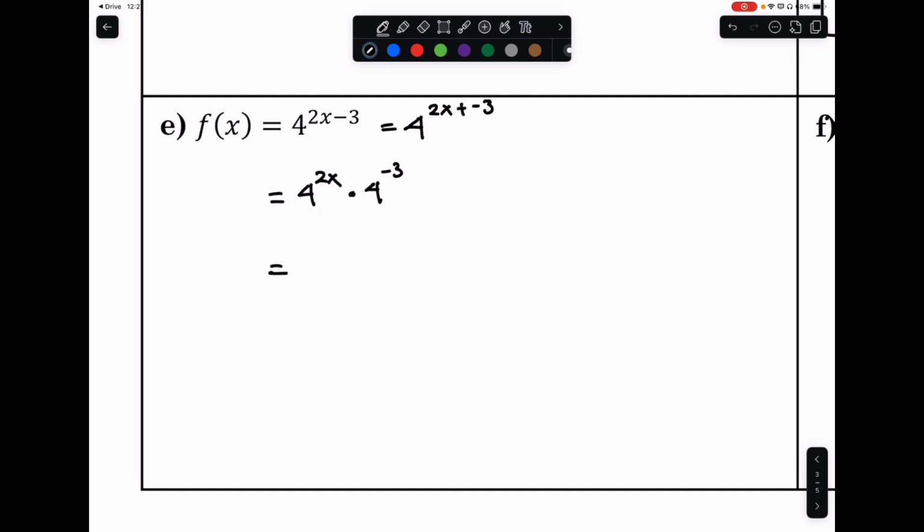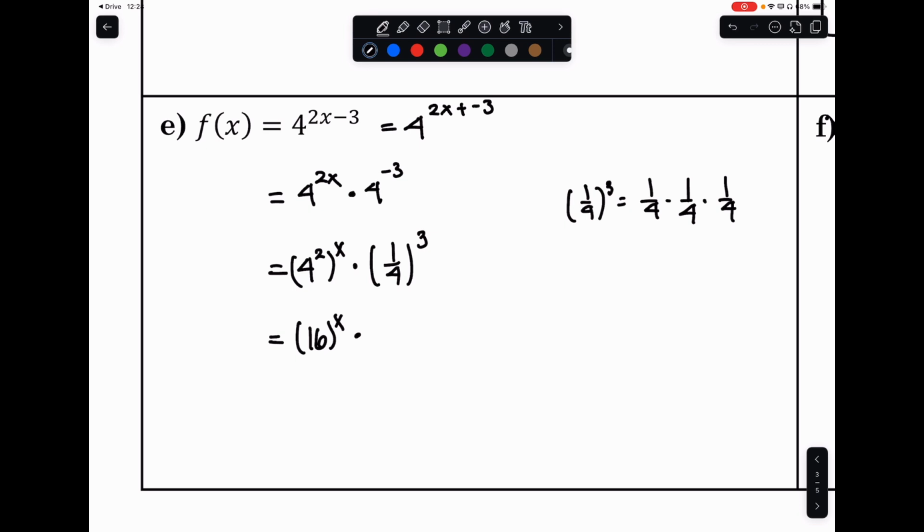Now, 4 to the 2x can be written as 4 to the 2 and then raised to the x power, times 4 to the negative 3. Well, that's the equivalent of getting the reciprocal, 1 over 4, and that changes the exponent to positive 3. Well, 4 to the second is 16. So 16 can be raised to the x power, and 1 over 4 to the third power means 1 over 4 times 1 over 4 times 1 over 4, which is going to be 1 over 64, since 1 times 1 times 1 is 1, and 4 times 4 times 4 is equal to 64.